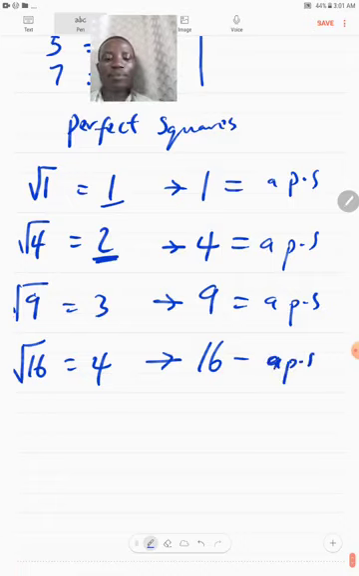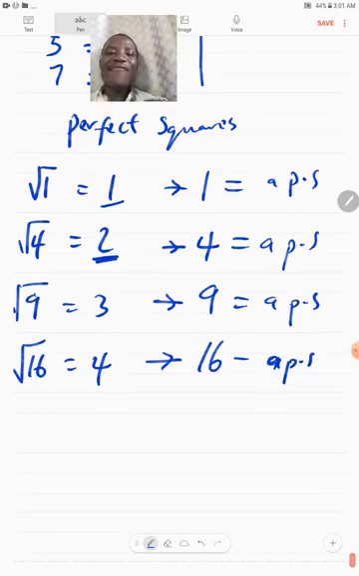So we know that the root of perfect squares would never result to a surd. The square root of a perfect square will never result to what? A surd. It will result to a rational number rather than an irrational number. So the square root of a perfect square will give you a rational number. That is why it's very good that you should have this knowledge.